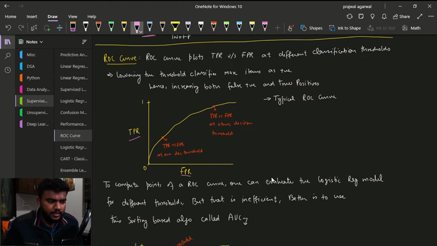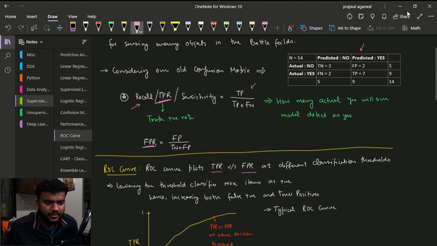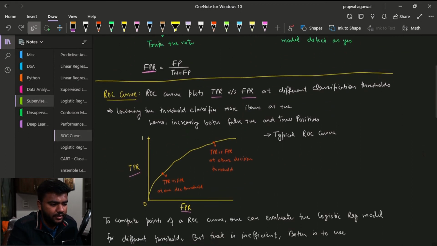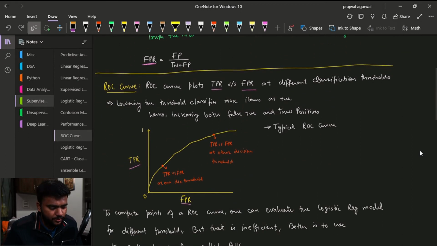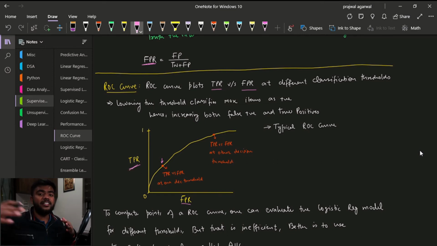So what is the ROC curve? The ROC curve is a plot between true positive and false positive rate. For a given threshold, we have calculated the confusion matrix, and we have calculated the true positive and false positive rate. Suppose this is the value that is coming. So the ROC curve is basically the plot between true positive and false positive rate at different classification thresholds.